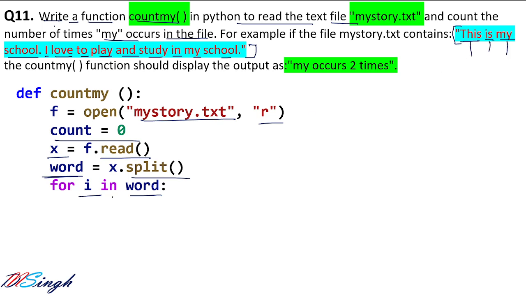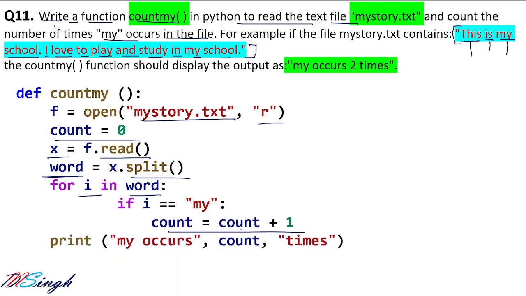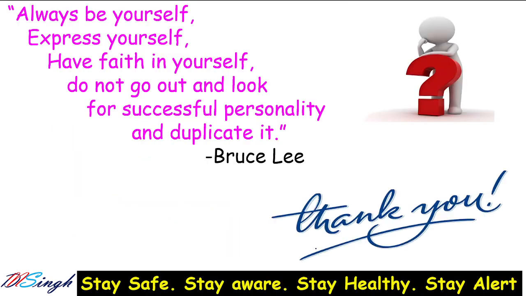So we will compare i equal to my. If i equals my, then we are going to increment the counter. At last we will present the output, and just display how many times my occurs using the variable count, and then we will print times.